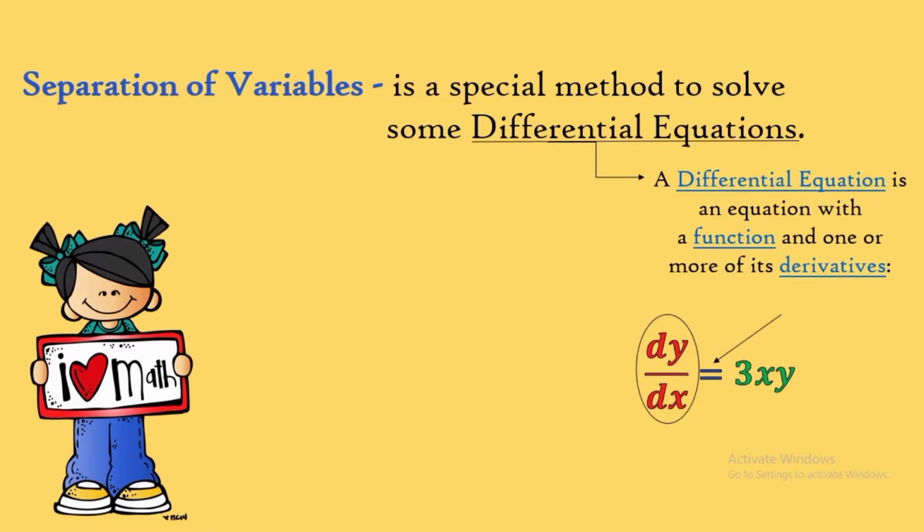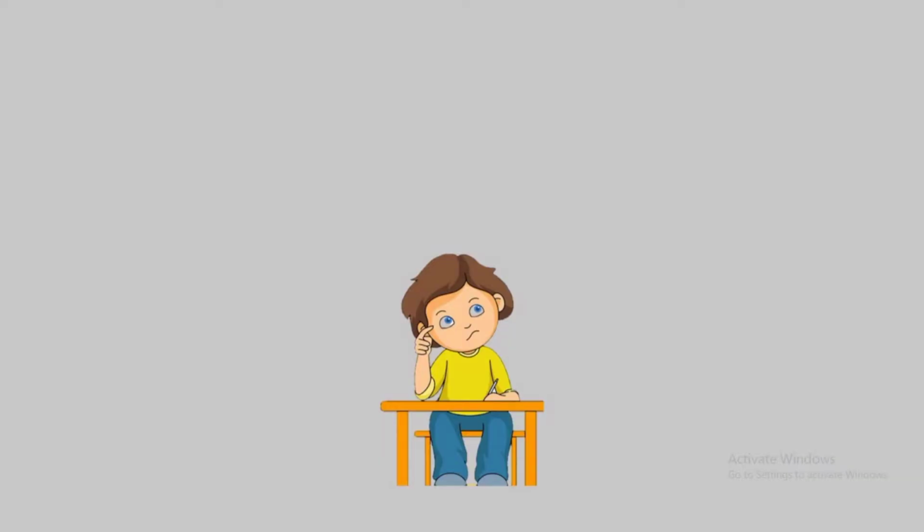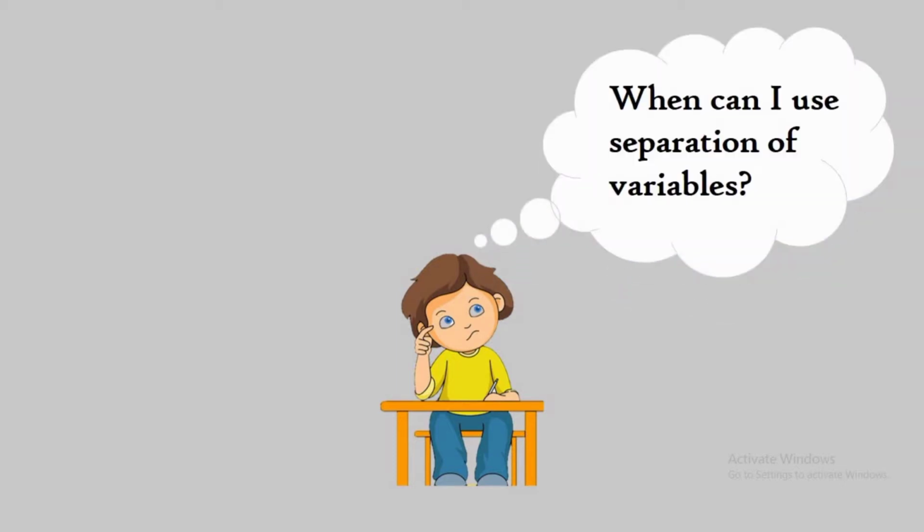So that's differential equations. And a separable differential equation, or separation of variables in differential equations, can be written in the form y prime is equal to f of x times g of y, or dy over dx is equal to f of x times g of y. So if you are asking when can you use separation of variables in solving differential equations?